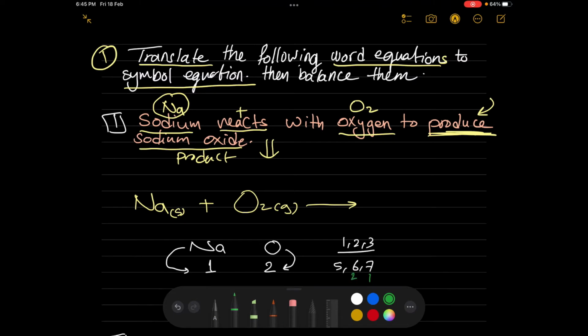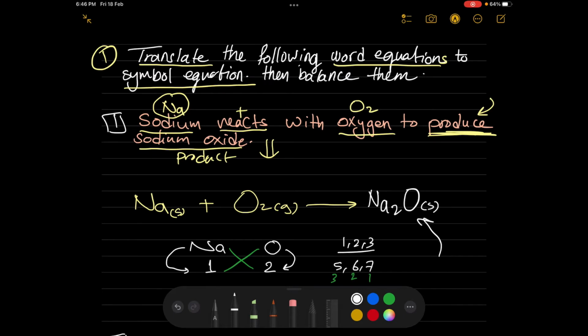For 6, it gains 2. For 5, it gains 3. Then here we make a cross multiplication, and that's why we notice that sodium oxide is Na2O. And we just remember something: the oxides of metals are always solid, and that's why we put a small s in here.